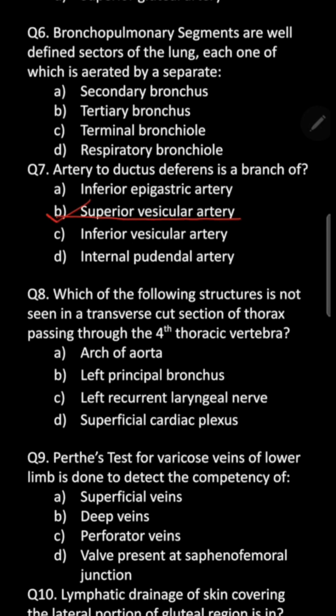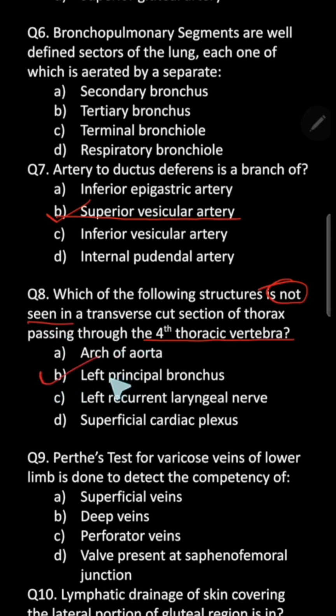Question number 8. Which of the following structures is not seen in a transverse cut section of thorax passing through the fourth thoracic vertebra? Fourth thoracic vertebra means the lower portion of the superior mediastinum. Remember, the plane dividing the superior and inferior mediastinum is the plane of the sternal angle, and that passes between T4 and T5. Here they have said that this cut section is passing through the fourth thoracic vertebra, means we're talking about the lower portion of the superior mediastinum, and they have asked is not seen. So arch of aorta will be there in the lower portion of the superior mediastinum.